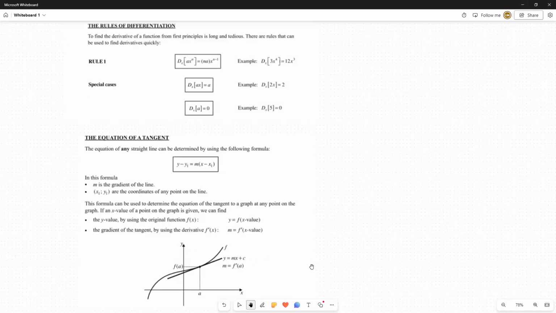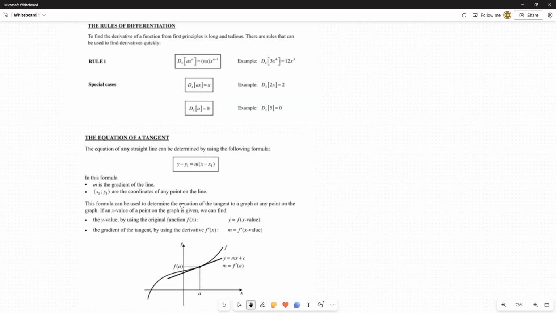So the derivative of an equation will give us the gradient of the tangent line to that equation. So here we're going to look at how to solve for the equation of a tangent line. In this case, here's the equation we're using, where the gradient m and x1 and y1 are coordinates of the point. So either they're going to give you the gradient or the point, or even just give you the x value.